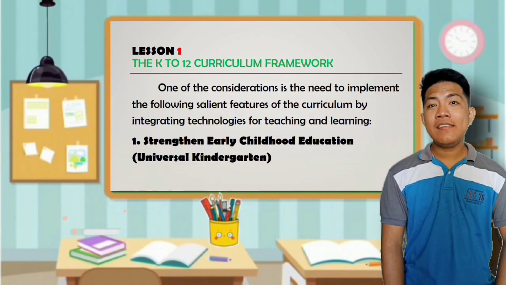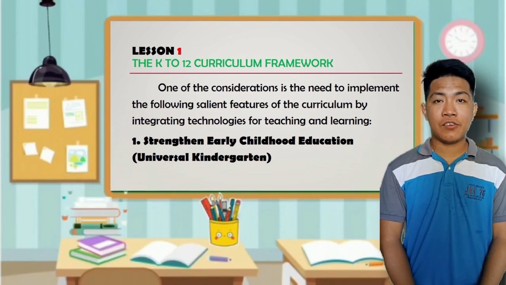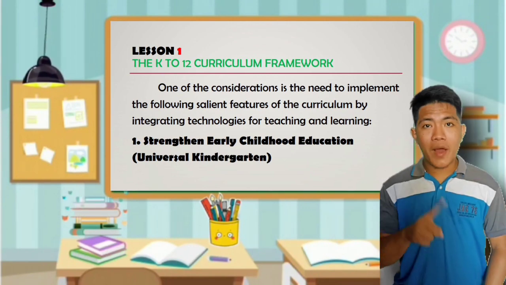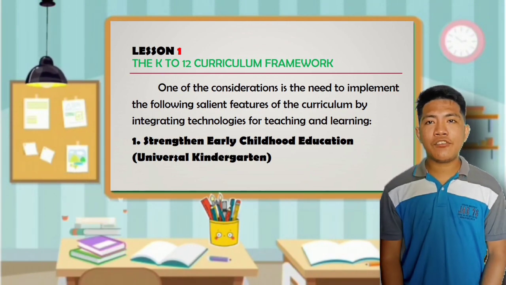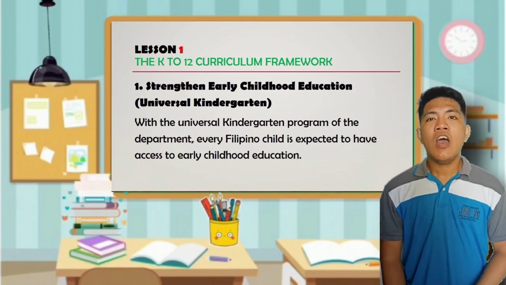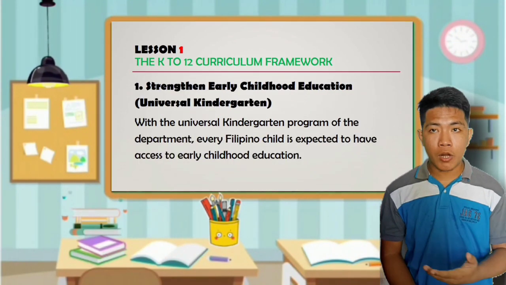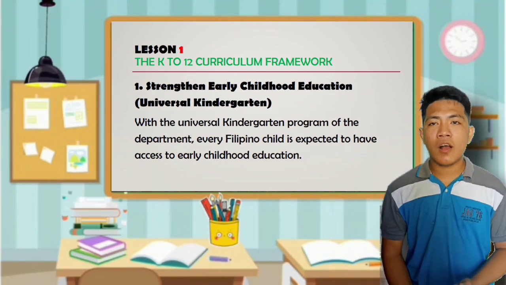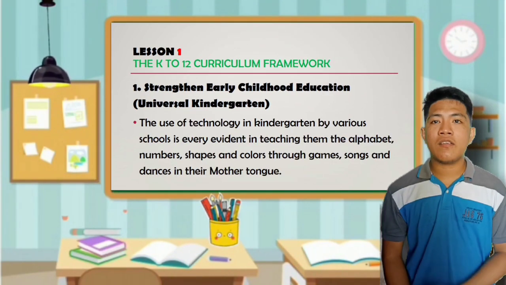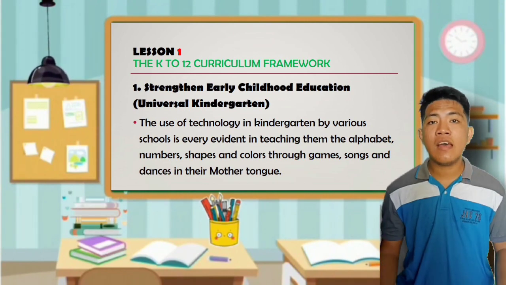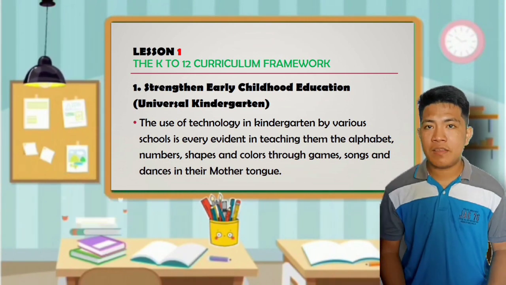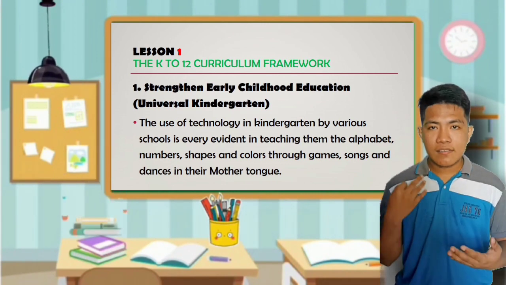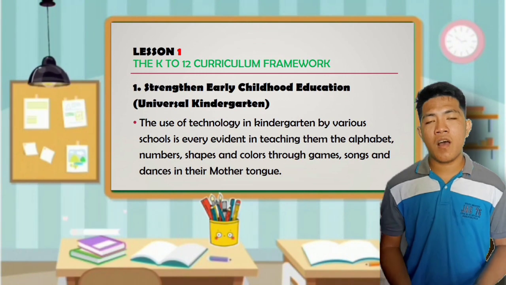One of the considerations is the need to implement the following salient features of the curriculum by integrating technologies for teaching and learning. Number 1, strengthen early childhood education or universal kindergarten. With the universal kindergarten program of the department, every Filipino child is expected to have access to early childhood education. The use of technology in kindergarten by various schools is very evident in teaching them the alphabet, numbers, shapes and colors through games, songs and dances in their mother tongue.